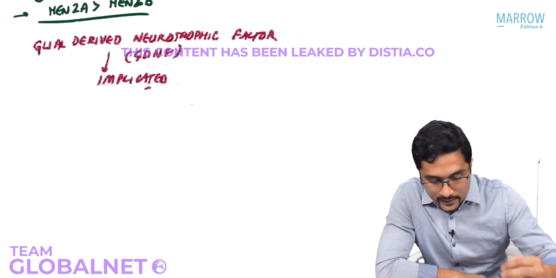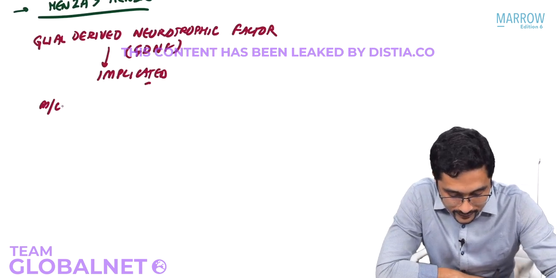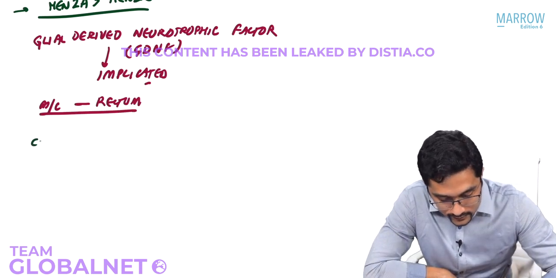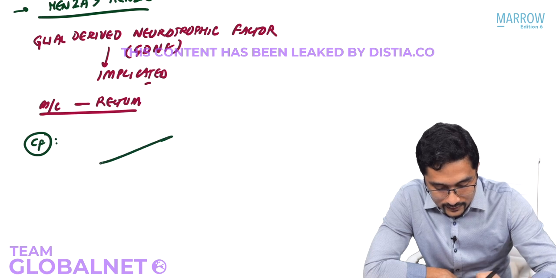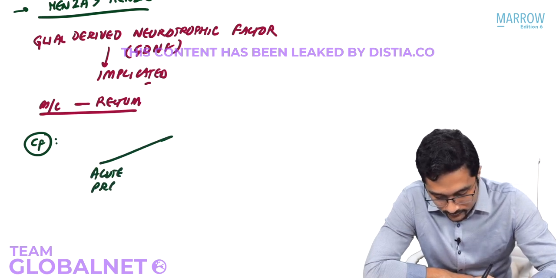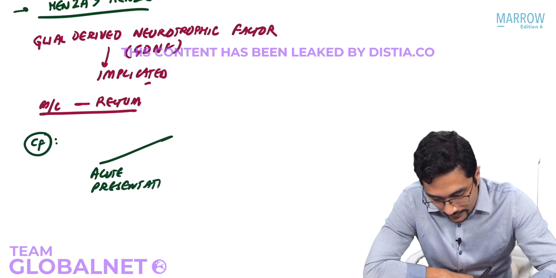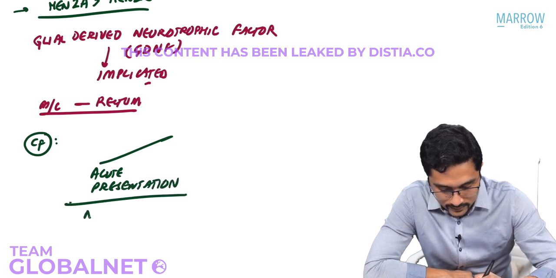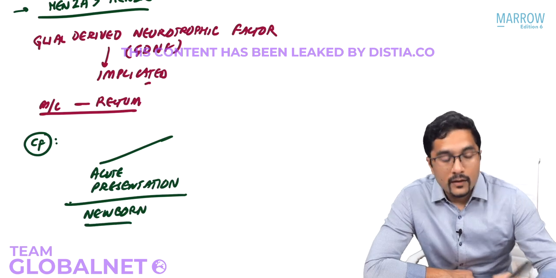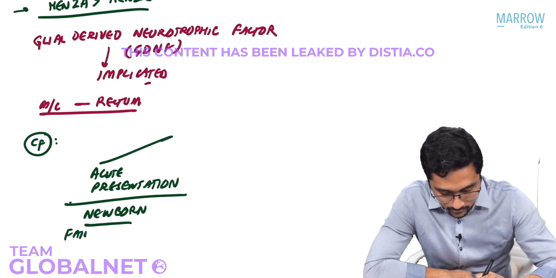In Hirschsprung's disease, the most commonly affected is the rectum, and then the colon can be affected. The clinical features: it can have an acute presentation, which will be seen in a newborn itself, and the most common thing is failure of passage of meconium.